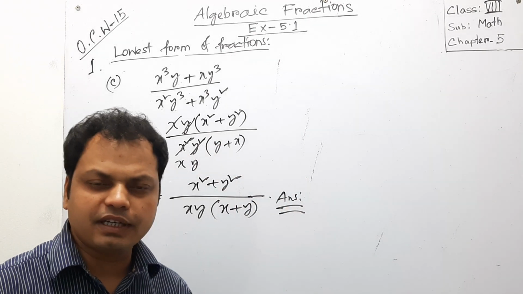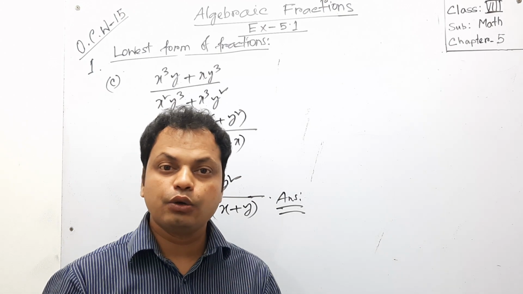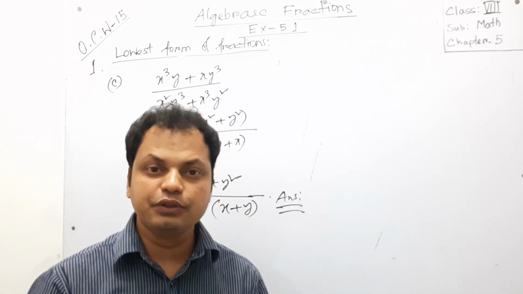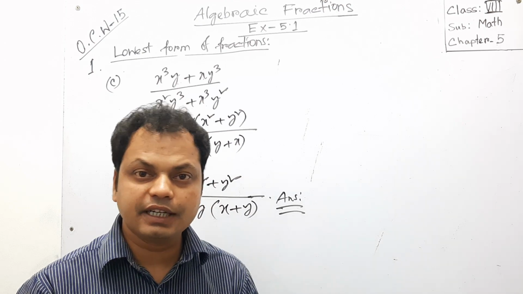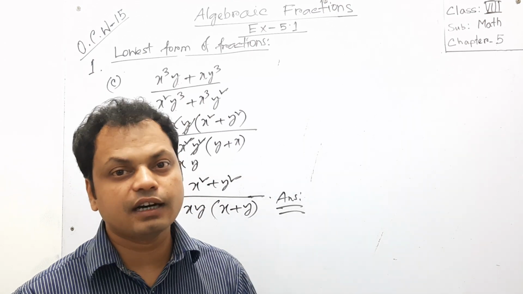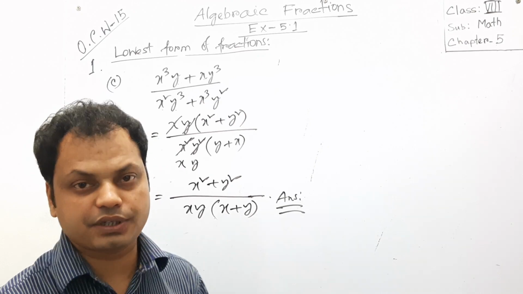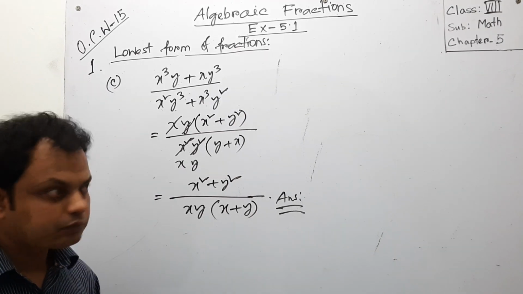So I think all of you have understood that in lowest form, or simple form, or reduced form, we have to find the factors of the numerator and denominator. After eliminating, what will remain? That's the lowest form of the given fractions. Got it? Solve another one.